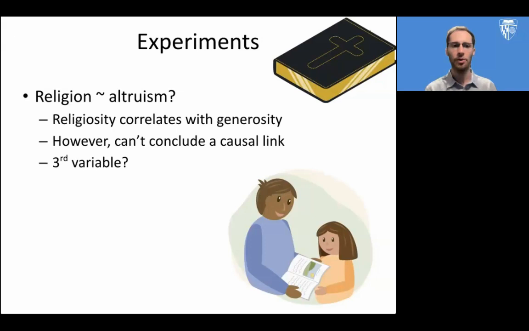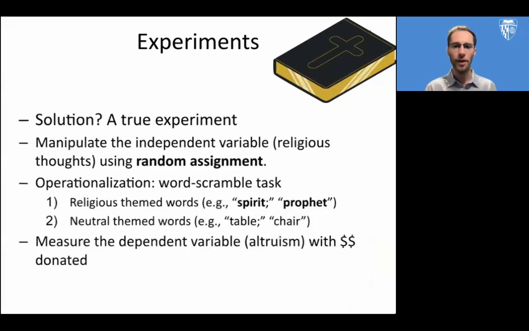So in this example, we start out with correlational data. We observe that there's an association between being religious and being more altruistic. Religiosity correlates with generosity, but we can't conclude that there's a causal mechanism here. Maybe there's a third variable in play that causes people to both be religious and also be more generous. So one solution is to design a true experiment.